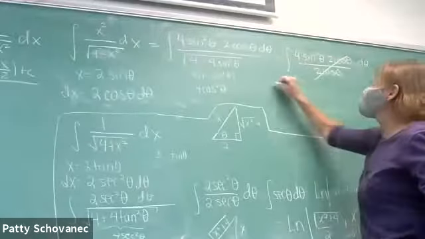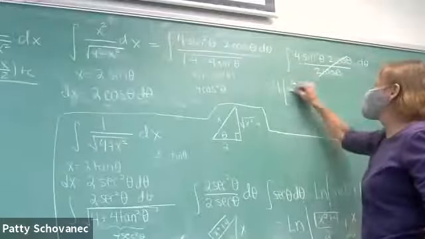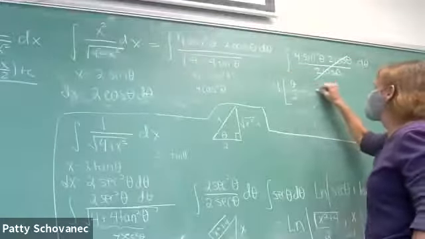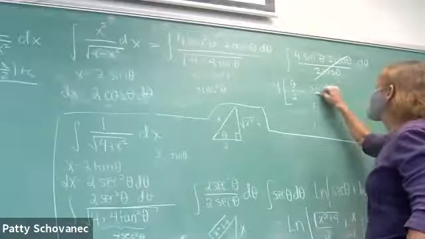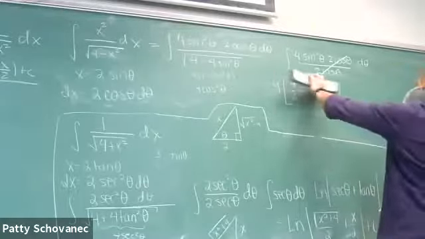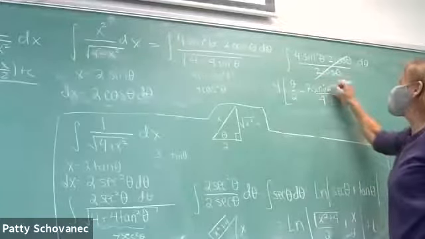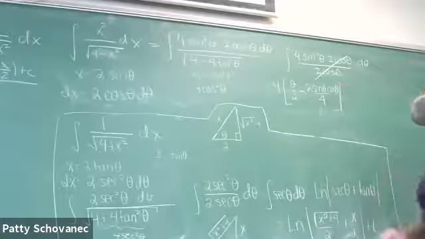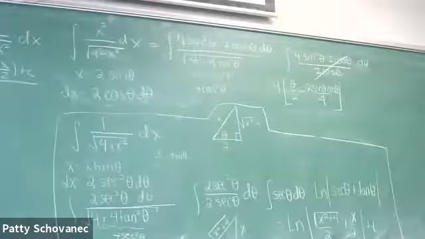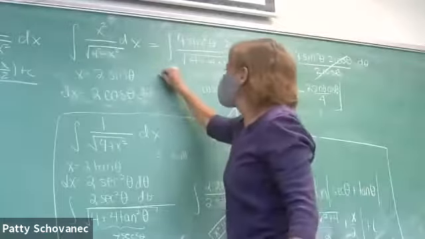Those cancel, you're integrating 4 times the sine squared. Sine squared was theta over 2 minus sine of 2 theta over 4. But instead of sine of 2 theta, we can do 2 sine theta cosine theta. And that way we can draw our triangle and get values. X over 2 is the sine of theta.